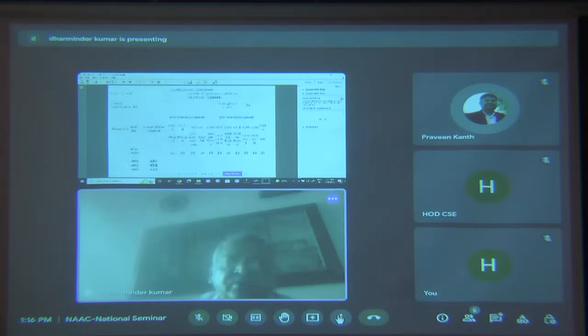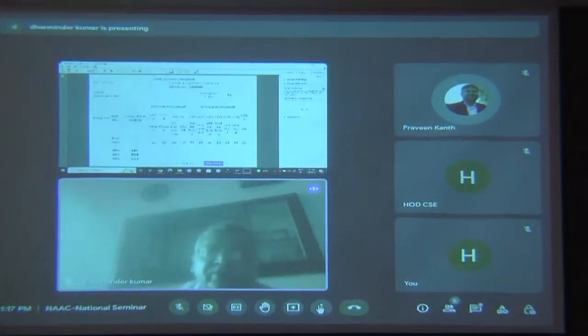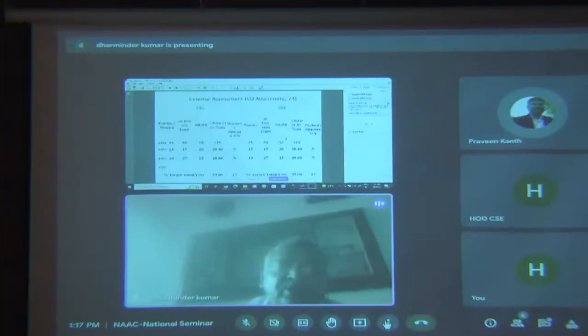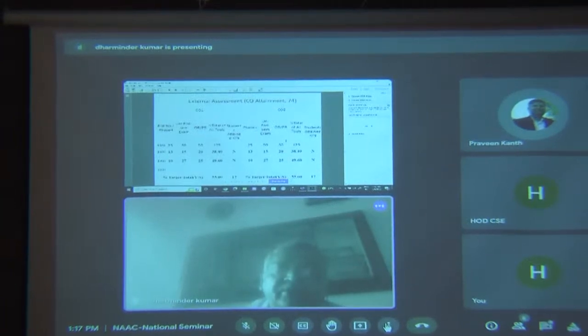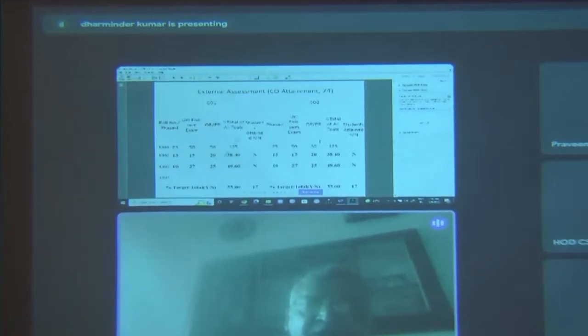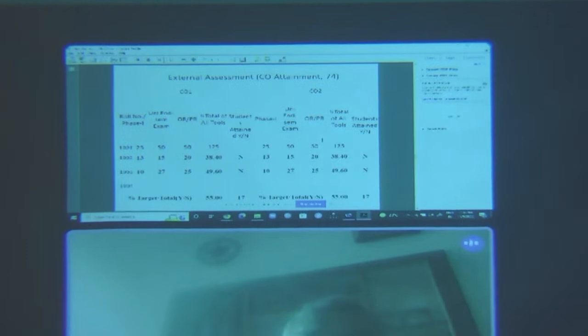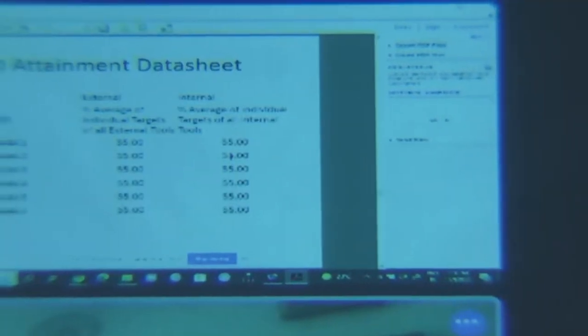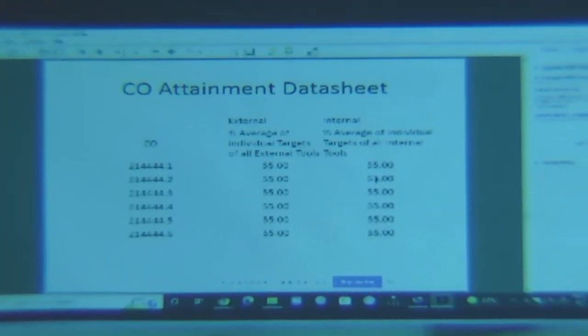Then you have to write down the marks actually attained by the student. Like for CO1, what are the marks in assignment, what are the marks in test, and what are the marks in final, and so on. So finally we have to calculate how many students are able to attain, let us say, the average marks of 55%. Like out of 74 in the class, 70 students have attained 55%, and so on. So this is the total seats of internal as well as the CO attainment data set.